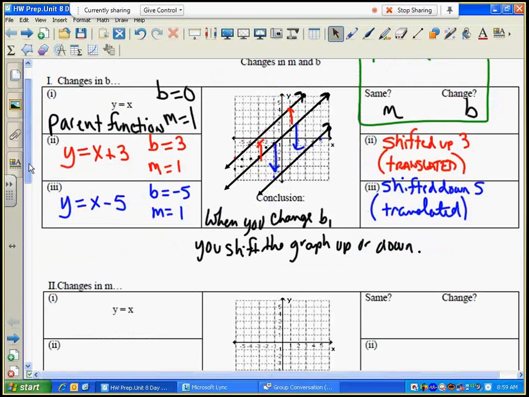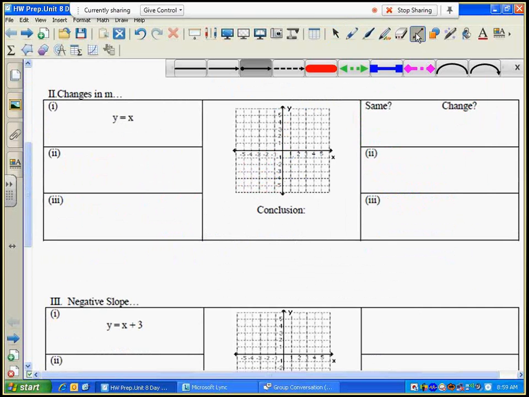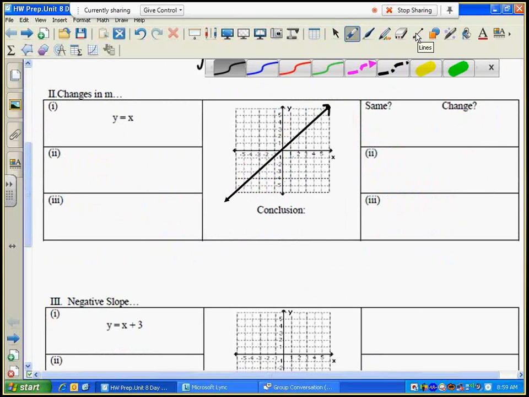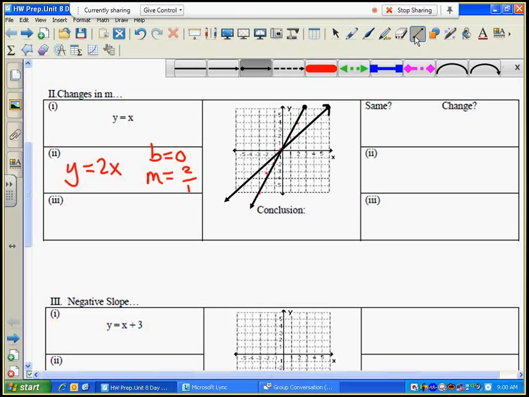Okay? Go to the second change. Let's say we start changing the M. Well, I'm going to have you guys start with the parent again, y equals x. So start at the origin, go up 1, right 1, graph that graph. And then let's, our first child here, let's make this one y equals 2x. Okay? So with y equals 2x, you can see that the b is 0. And the m is going to change. It's 2 over 1. Okay, so we're going to start at the origin just like with the parent, but now we're going to go up 2, right 1. Okay, like so.